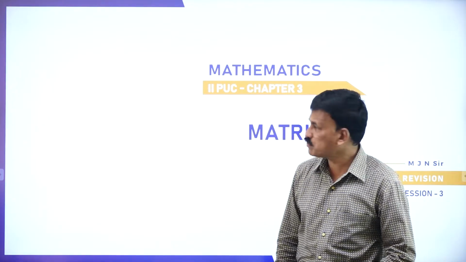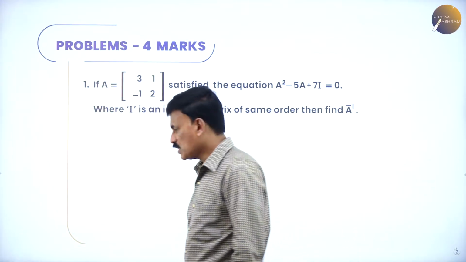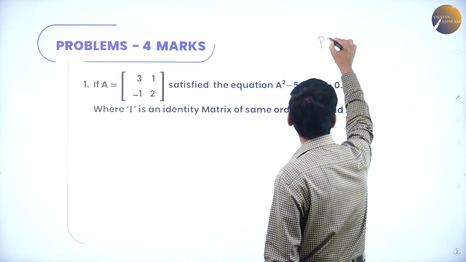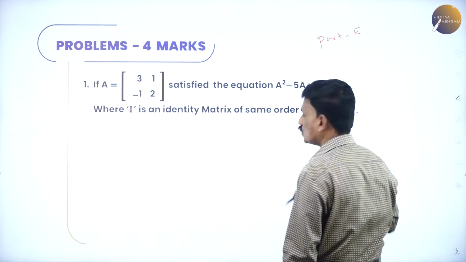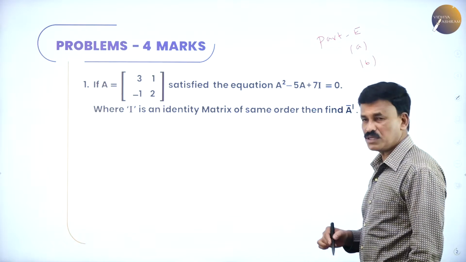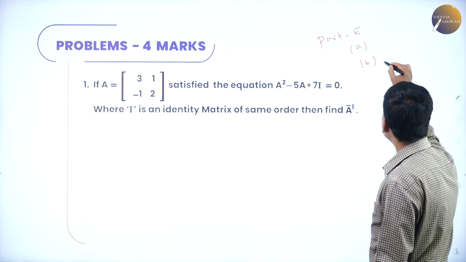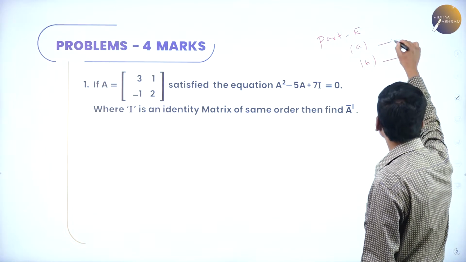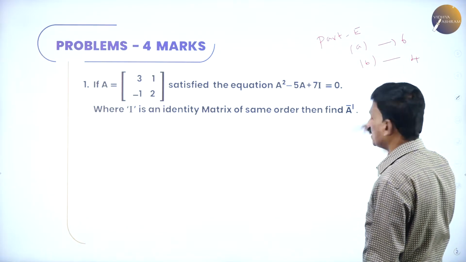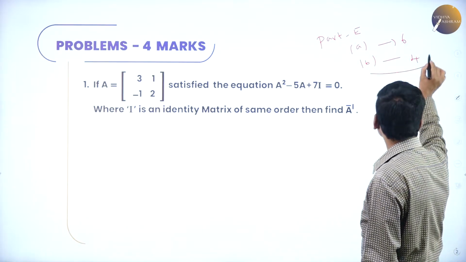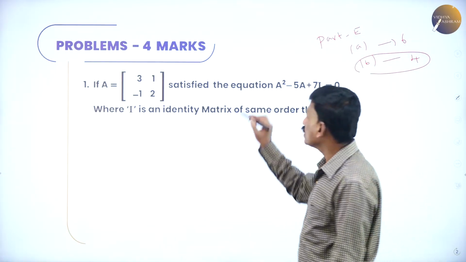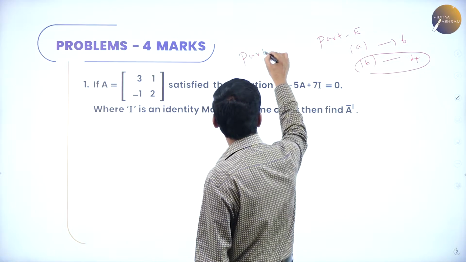Now let us come to the first problem. What is the first problem? This is a question for part E. In part E you will get 2 questions, question number A and question number B. For example, if it is question 50, A and B, part A will be for 6 marks and part B for 4 marks, so it is a 10-mark question. In that you can expect one 4-mark question from this. So this is a 4-mark question in part E.